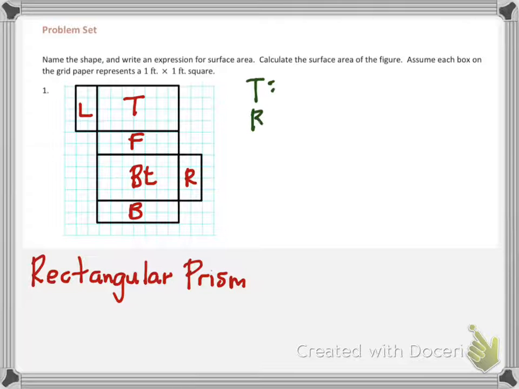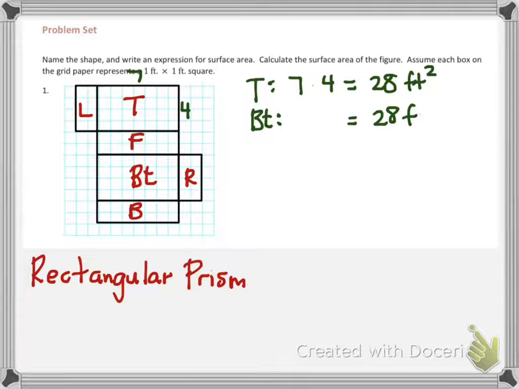The top and the bottom, of course, are going to be the same. So the top is, let's see, that looks like a 7 by 4 rectangle. So 7 times 4, that's 28. This is square feet. And that means that the bottom is also 28 square feet. Okay, so we've done the top, we've done the bottom. Let's do the front and the back.